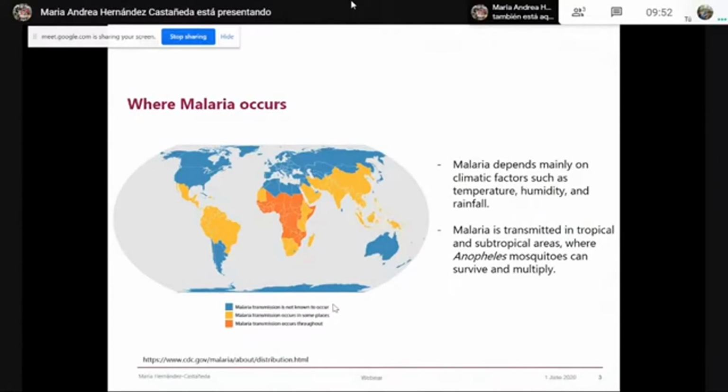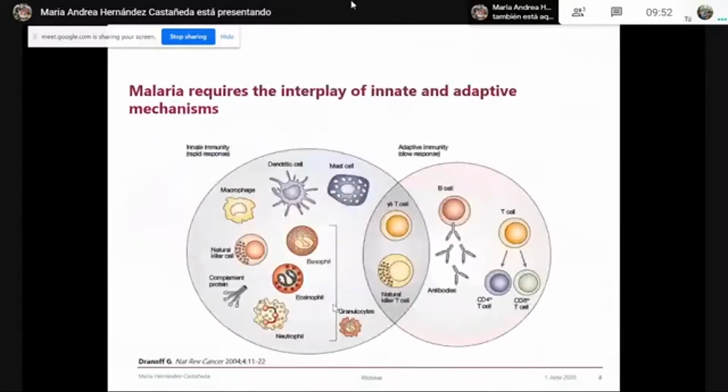For example, the species that causes severe malaria, Plasmodium falciparum, if it's below 20 degrees Celsius, cannot complete its growth cycle in the mosquito, and therefore it cannot be transmitted. But there is another species, Plasmodium vivax, which in cooler regions might be more prevalent because it's more tolerant to lower temperatures. Protective immune responses to malaria have been shown to be highly complex and require the fine-tuned interplay of innate and adaptive mechanisms.